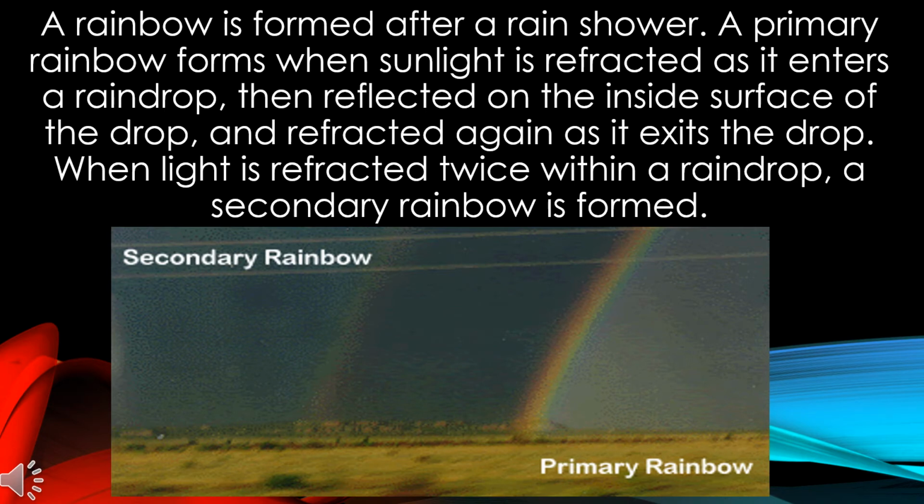A rainbow is formed after a rain shower. A primary rainbow forms when sunlight is refracted as it enters a raindrop, then reflected on the inside surface of the drop, and refracted again as it exits the drop. When light is refracted twice within a raindrop, a secondary rainbow is formed.